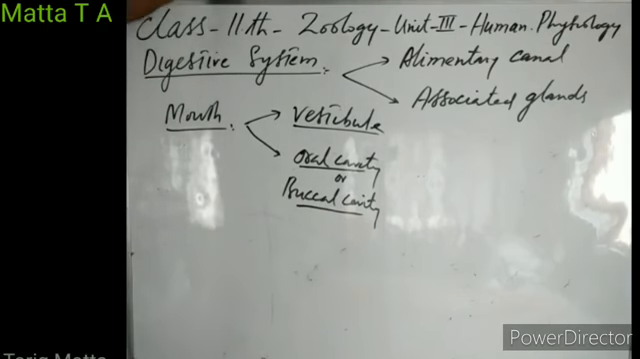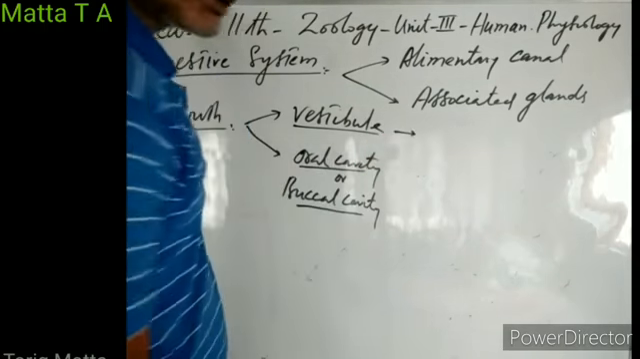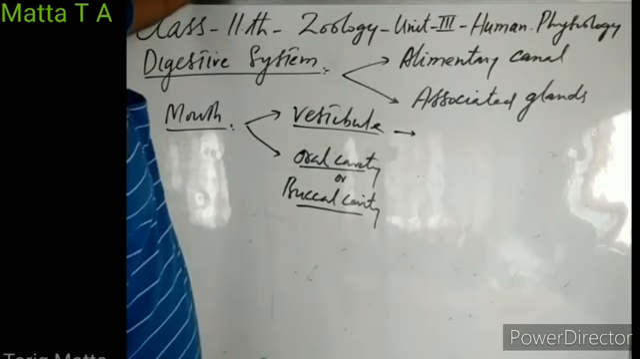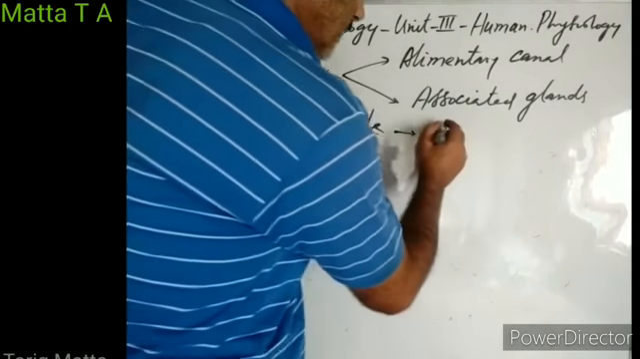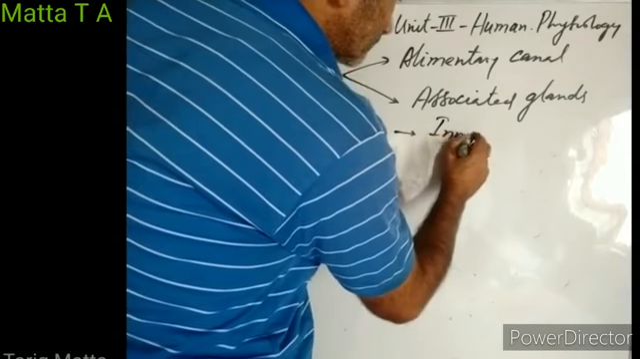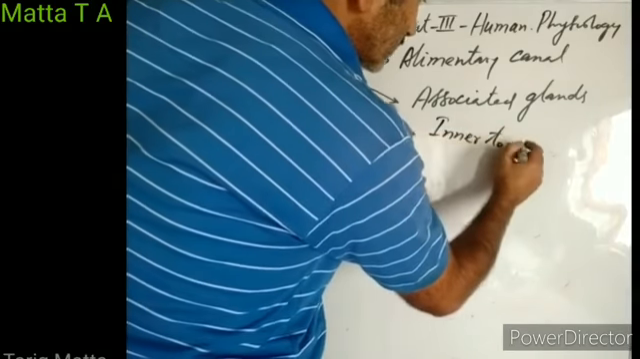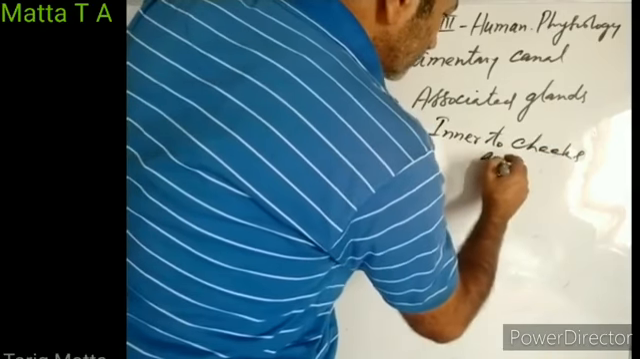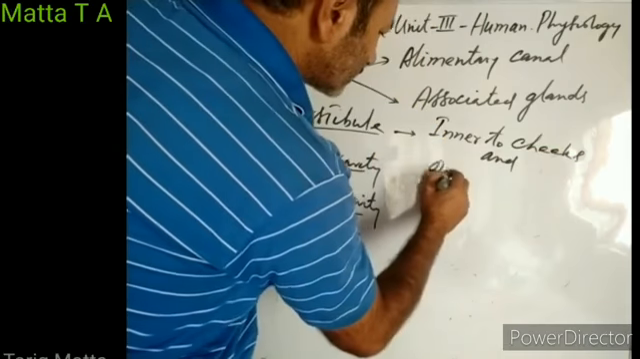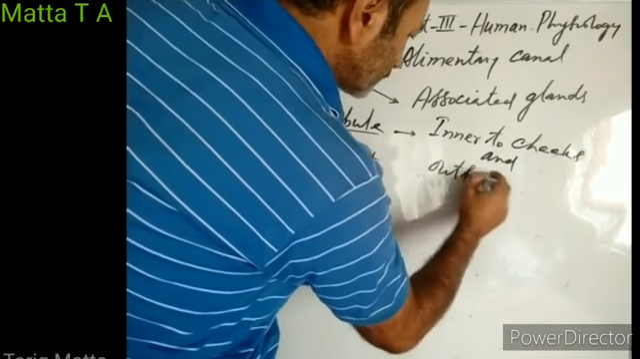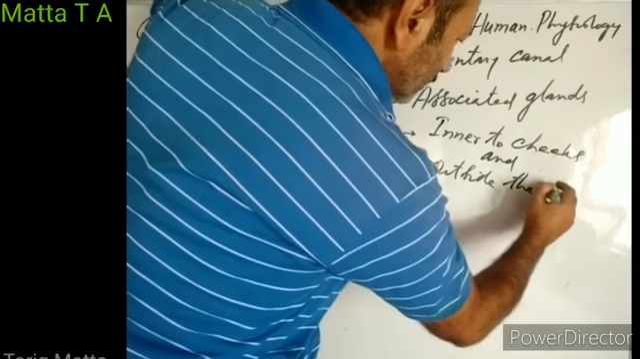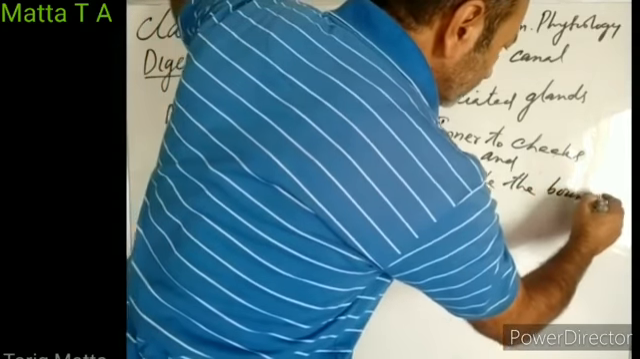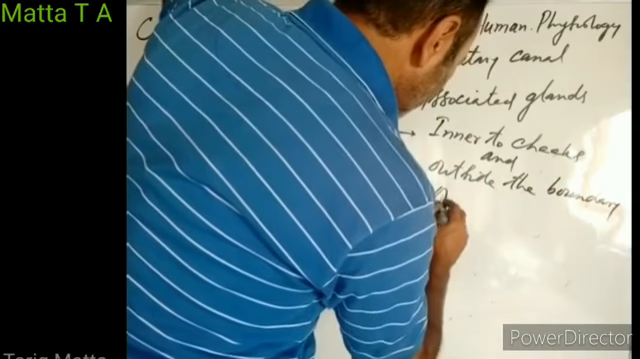So, where is the vestibule or vestibular cavity? This vestibule is the cavity which is present inner to the cheeks and outside the boundary of the teeth.